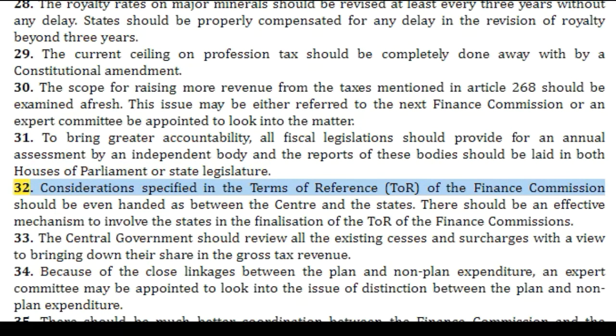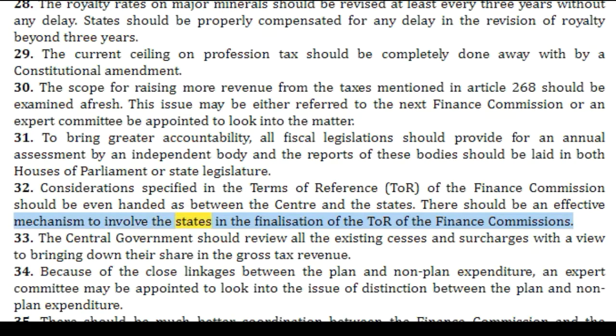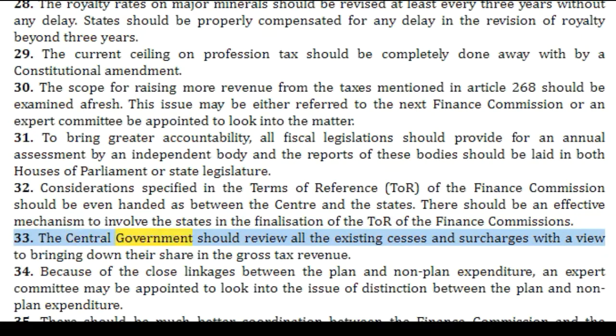32. Considerations specified in the terms of reference of the Finance Commission should be even-handed as between the centre and the states. There should be an effective mechanism to involve the states in the finalisation of the terms of reference of the Finance Commissions. 33. The central government should review all the existing cesses and surcharges with a view to bringing down their share in the gross tax revenue.